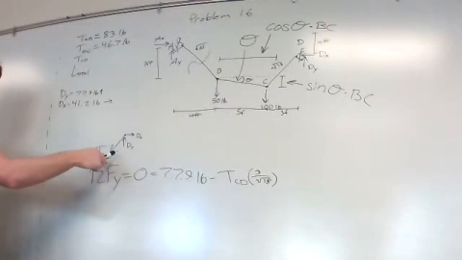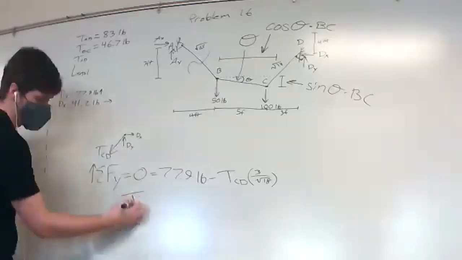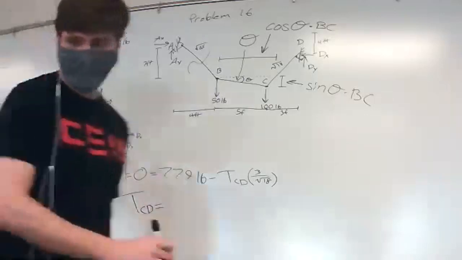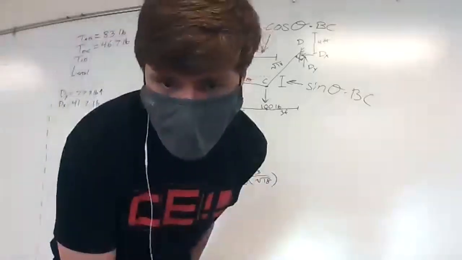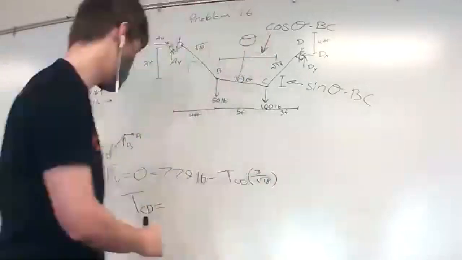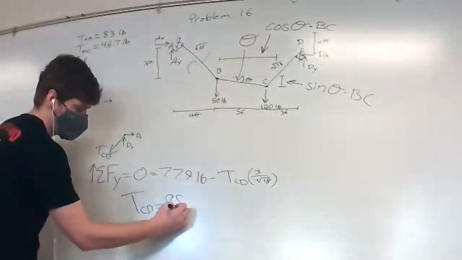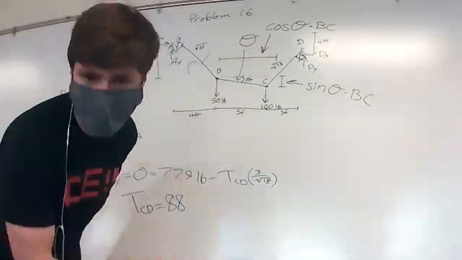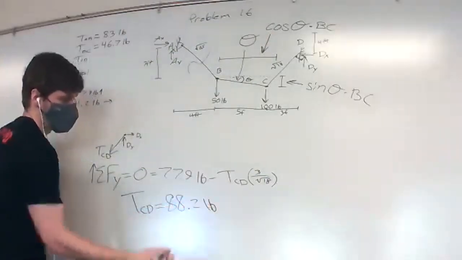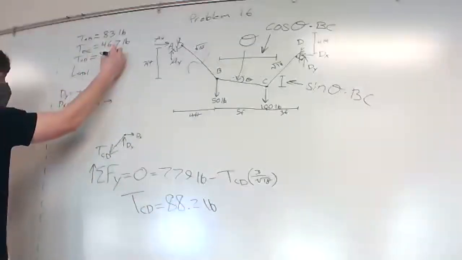And that's it, because all we have is these three things with both of these being known. So we can just go ahead and say that T CD is equal to, what was it, 88.2 pounds. And we get a positive answer, so our tension value is correct.